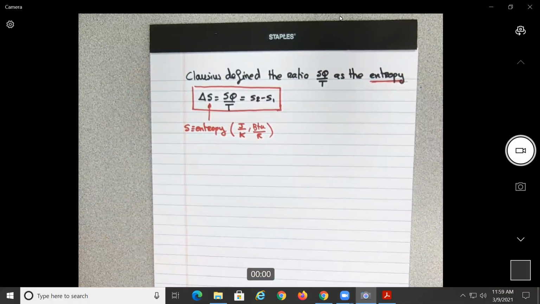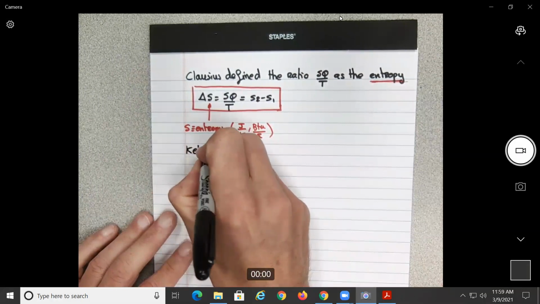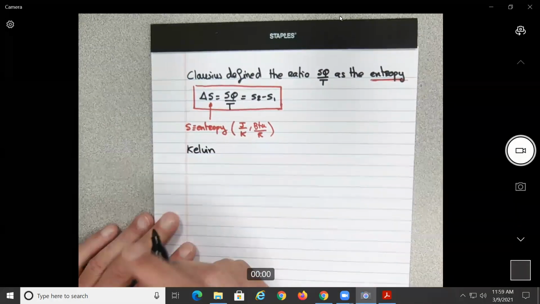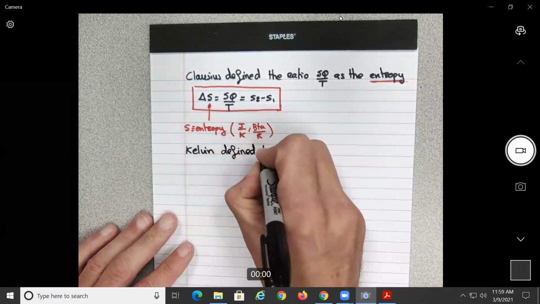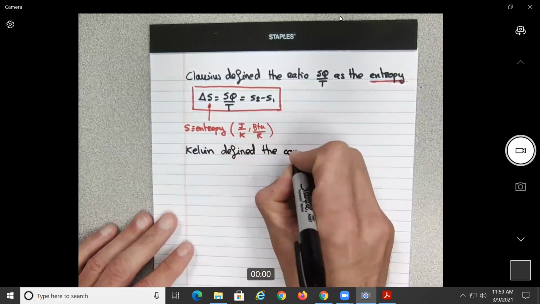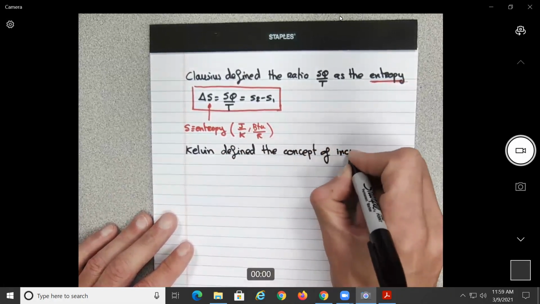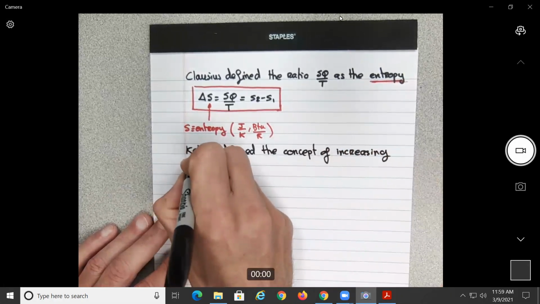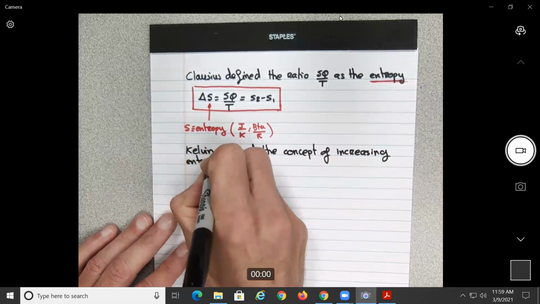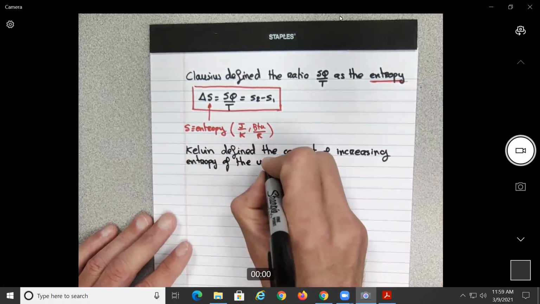All right, so Kelvin defined the concept of increasing entropy of the universe.